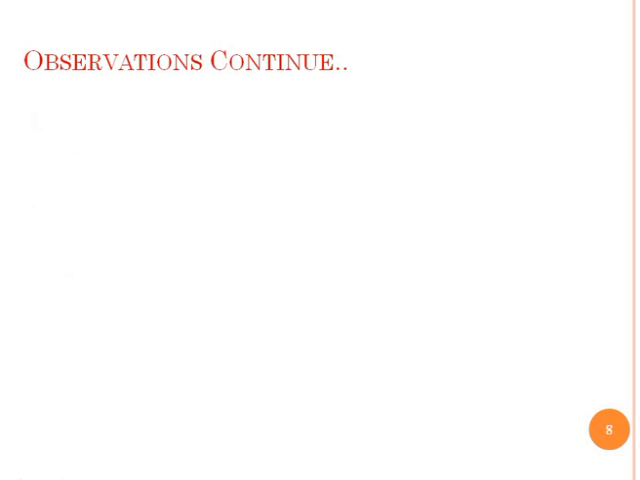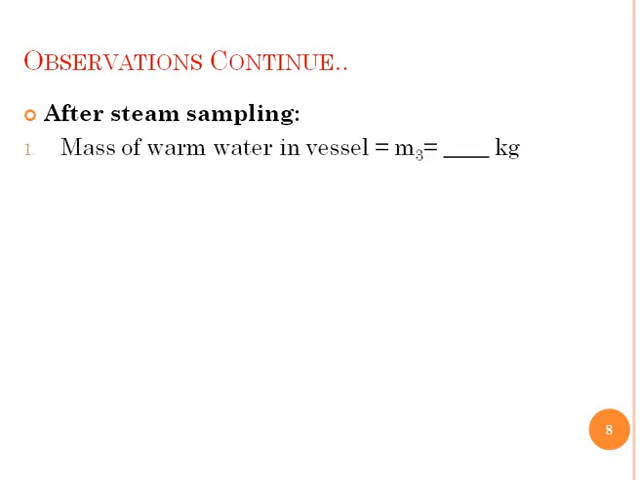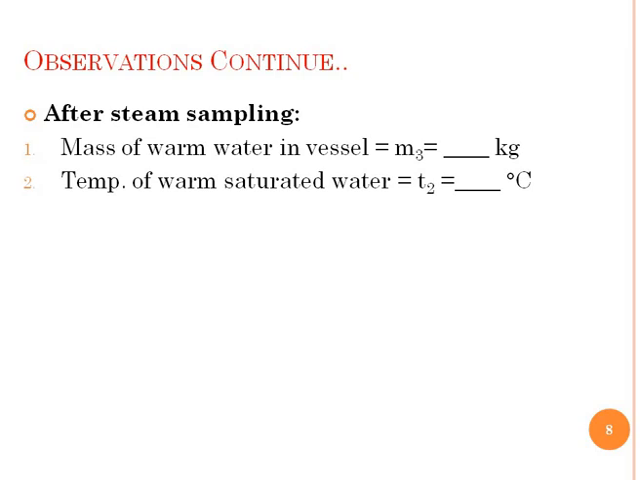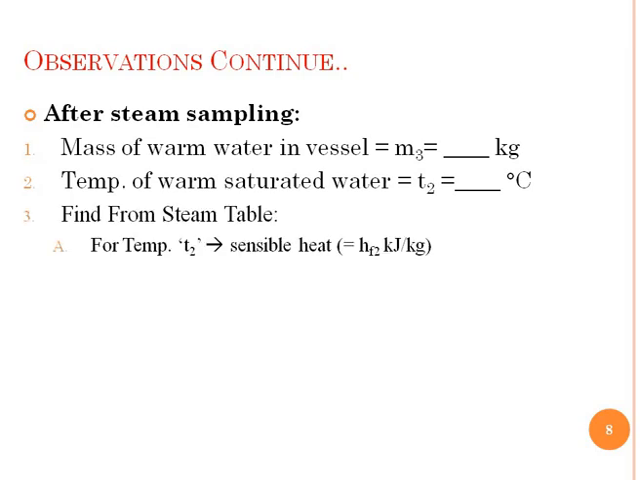After that, our sampling work is finished, so now we will have to check the mass of warm water inside the vessel, as M3 kilogram, and the temperature of warm saturated water, T2 degrees Celsius. Here, as I told you, steam is being condensed, and that's why the mass of warm water is increased compared to M2. M3 will be larger, and similarly, if steam is at higher temperature compared to water, then the warm water will have temperature T2 greater than T1.